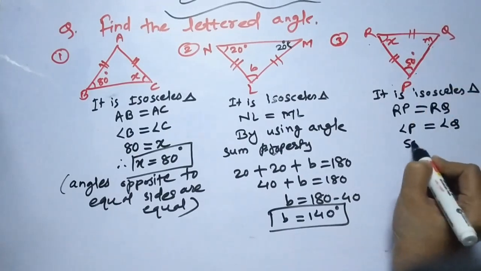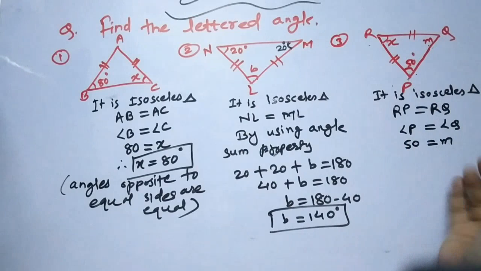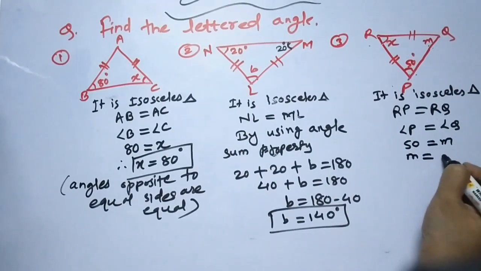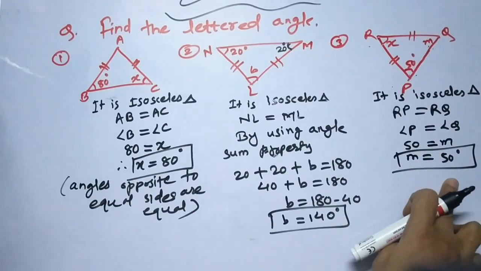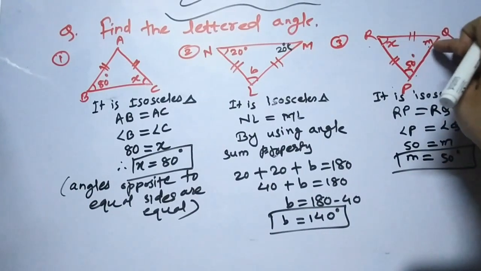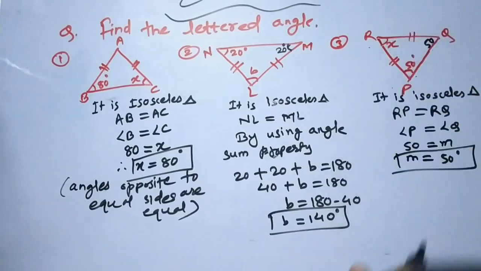Angle P is already given in the diagram, it is 50. Angle Q is what? M. So indirectly we got M is equal to what? 50 degrees. So friends, one angle we already got here. As we got here, M is 50 degrees. Now we need to find out this X.